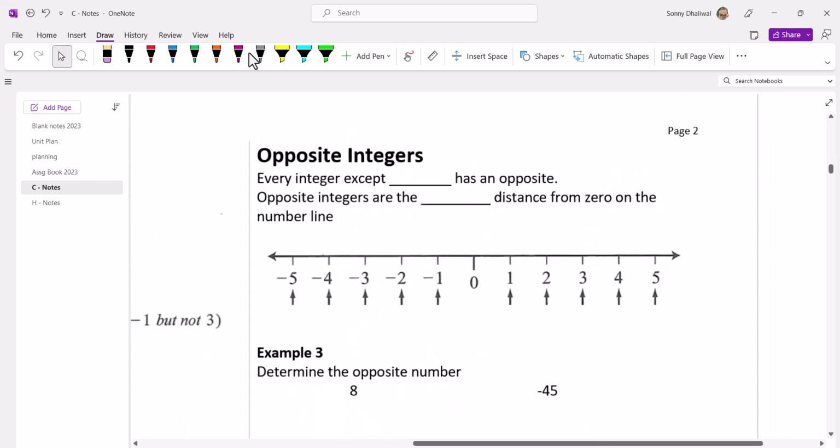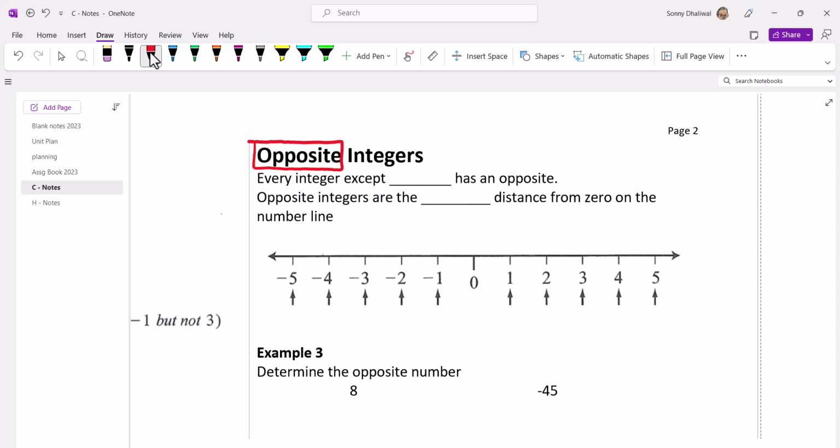Now, over to the right-hand side of the page. I've got a word for you guys. I hope you've heard this one before. We use it a lot in math. It's the word opposite. So if I give you 5, what would you say the opposite of 5 is? -5. If I give you -15, what's the opposite of -15? Positive 15.